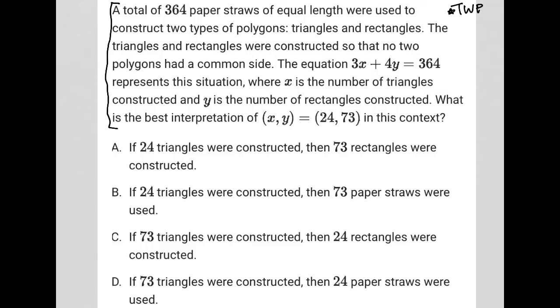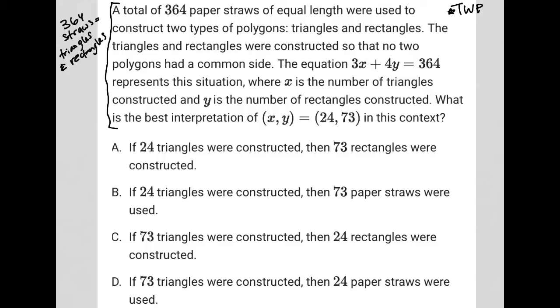So let's get started. The first sentence says a total of 364 paper straws of equal length were used to construct two types of polygons, triangles and rectangles. So I have 364 straws, and those straws are being used to make triangles and rectangles. I guess I could have just drawn the shapes, which would have been faster than spelling it out. All right, next sentence.